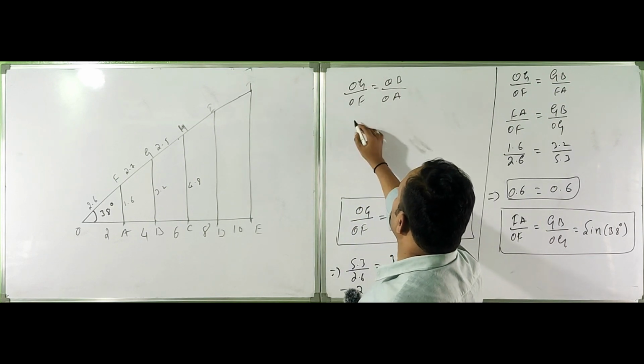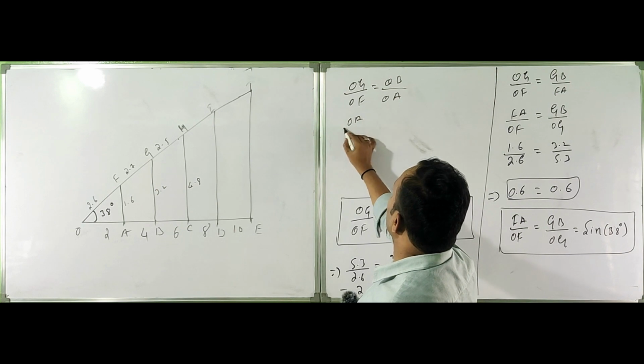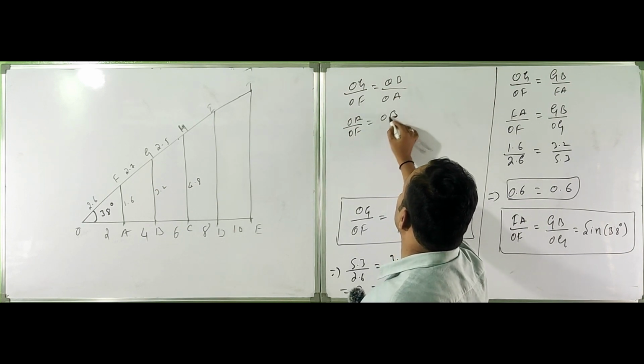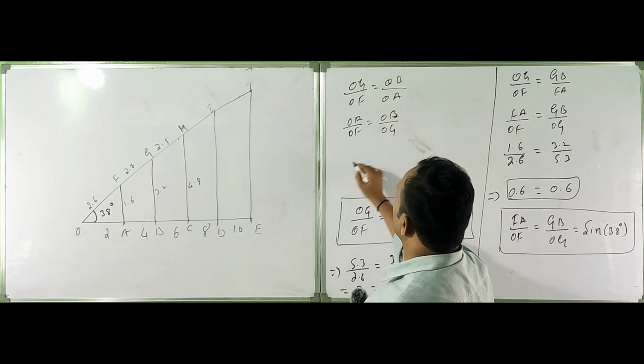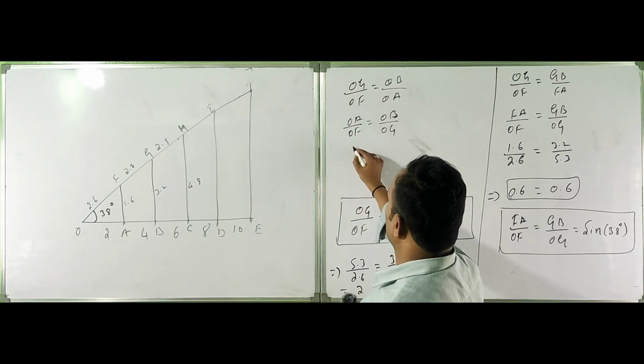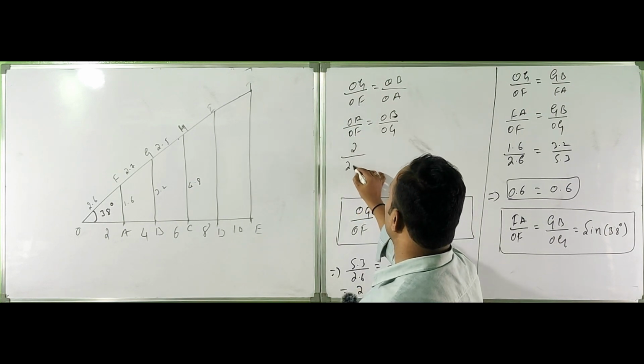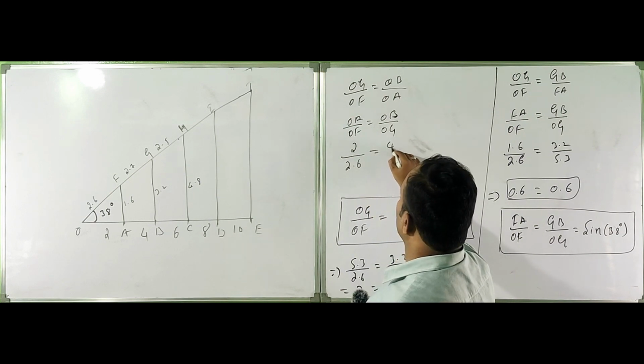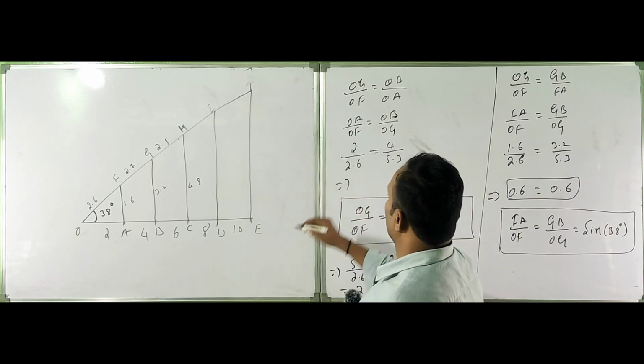Let's keep it: OA by OF is equal to OB by OG. What is the OA here? 2. What is the OF here? 2.6. What is OB here? 4. What is the OG here? 5.3. Still we are getting the value.